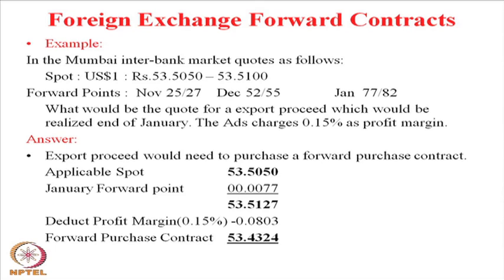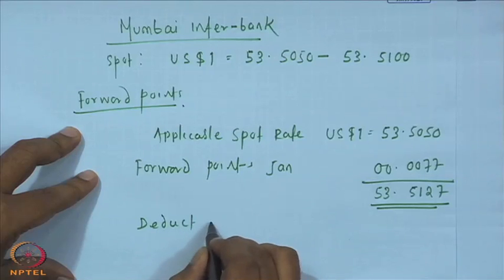So, we got now the authorized dealer has estimated the forward exchange rate for the month of January. Now, before giving that rate to the exporter, the authorized dealer may charge what is called a profit margin. The profit margin the authorized dealer has to deduct from here, because he is quoting, he is purchasing dollars. So, he has to surrender less and less. So, deduct the profit margin.